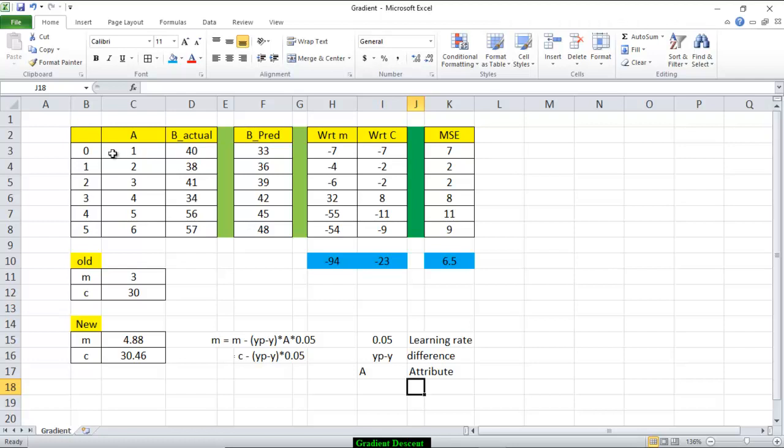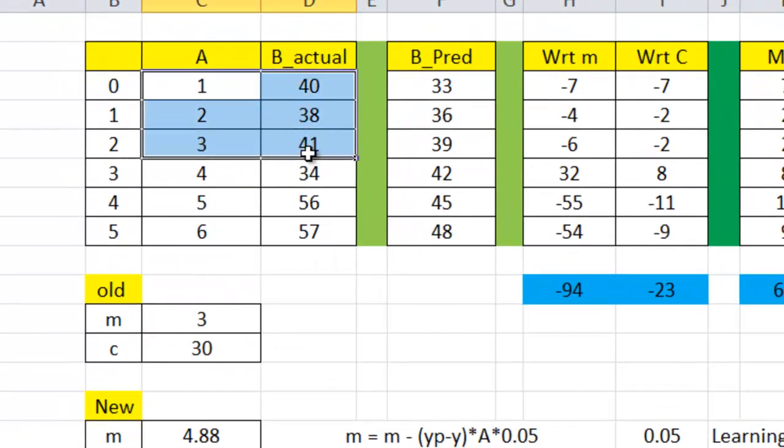Now I have taken the same data: 1 to 6 as my independent values, and my dependent values are given. I have predicted. How to predict? I am going to assume the value of m is 3 and c is 30, and start with that. If we don't know, we can start even with 0. The only thing is it will take a number of iterations. That's all.